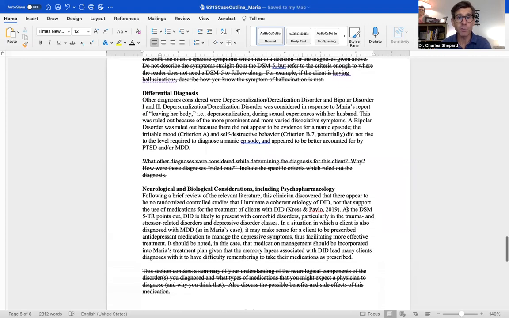My differential diagnosis, other diagnoses considered were depersonalization derealization disorder and bipolar disorder 1 and 2. Depersonalization derealization disorder was considered in response to Maria's report of leaving her body during sexual experiences with her husband. This was ruled out because of the more prominent and more varied dissociative symptoms. Bipolar disorder was ruled out because there did not appear to be evidence for a manic episode. The irritable mood and self-destructive behavior did not rise to the level required to diagnose a manic episode and appeared to be better accounted for by PTSD and/or MDD.